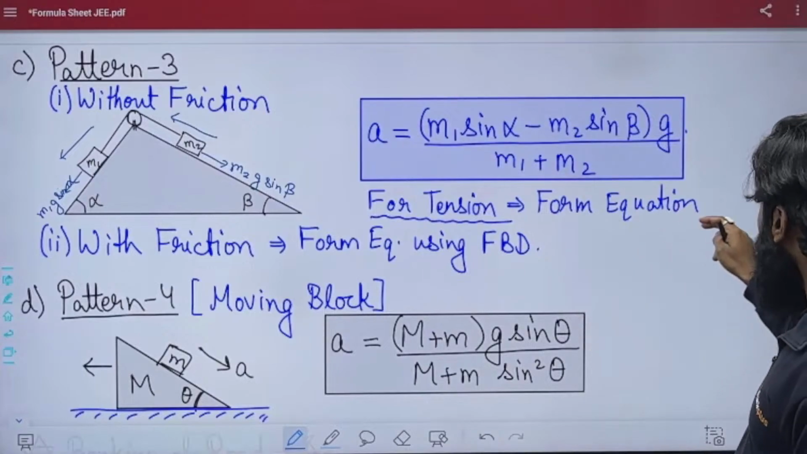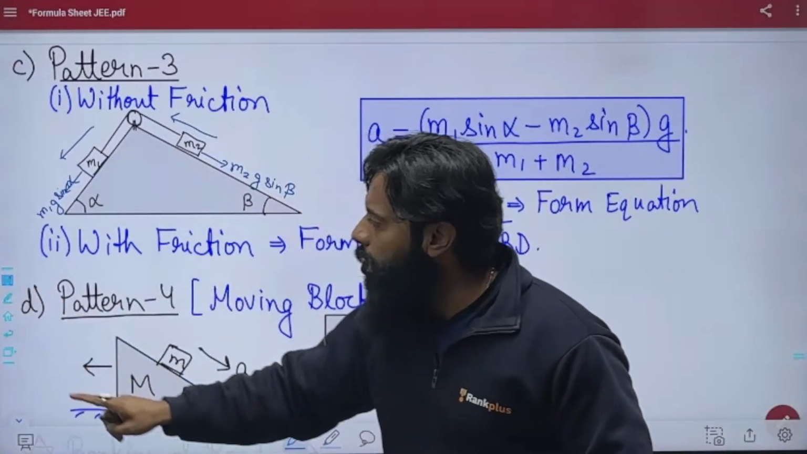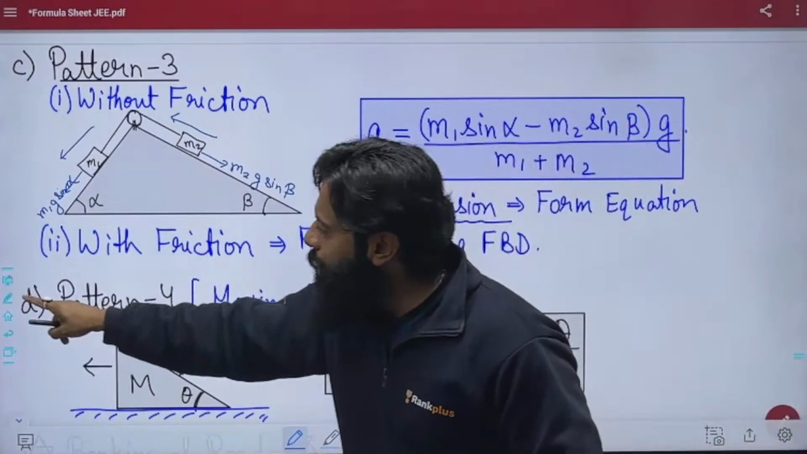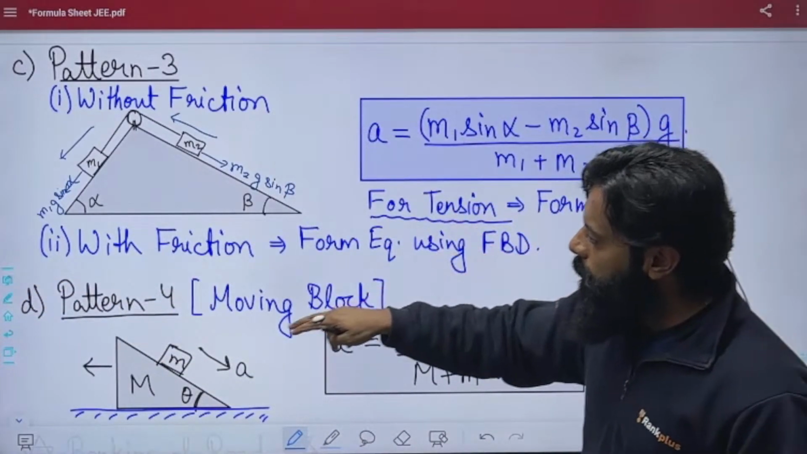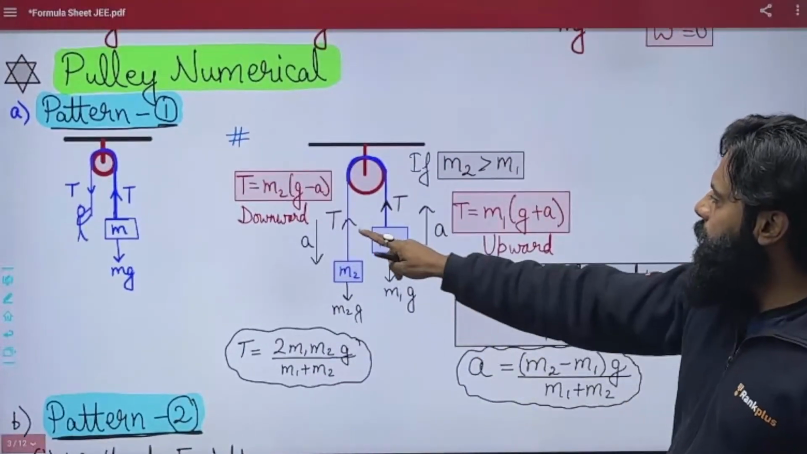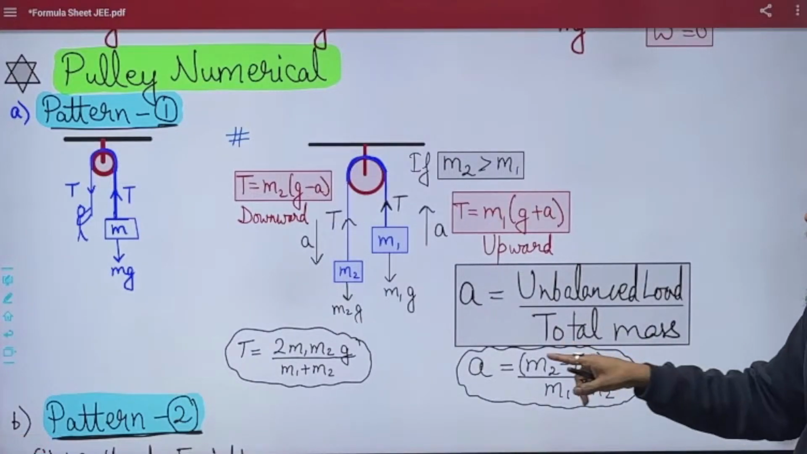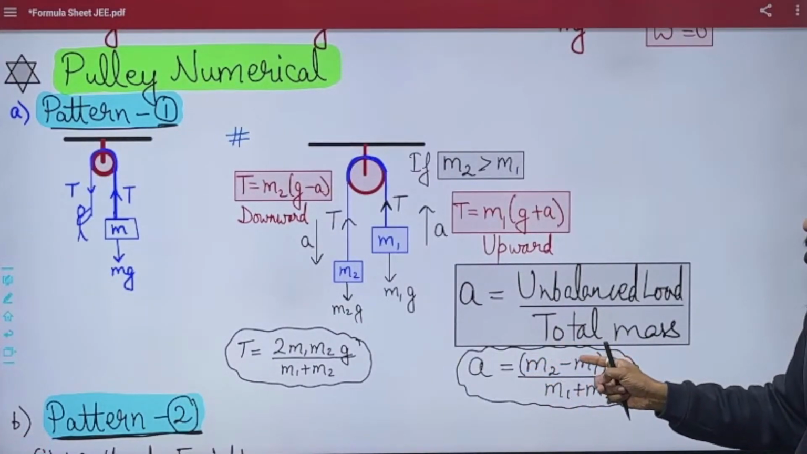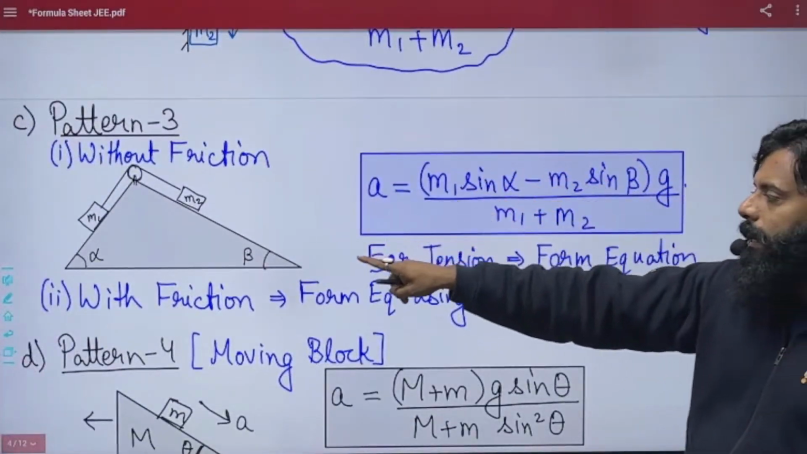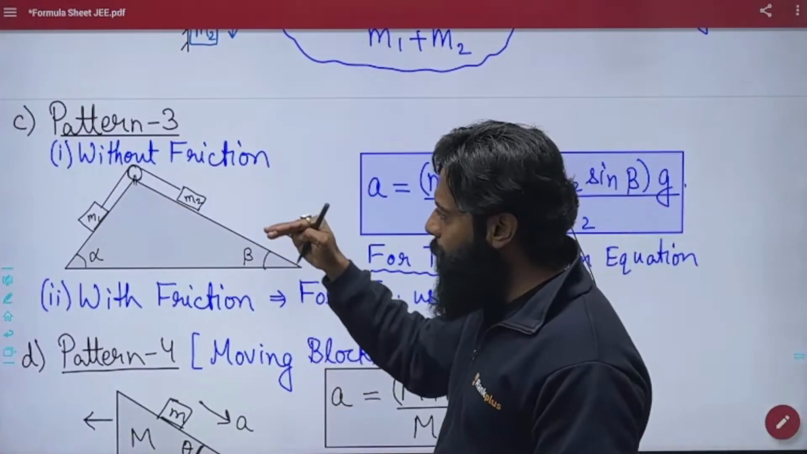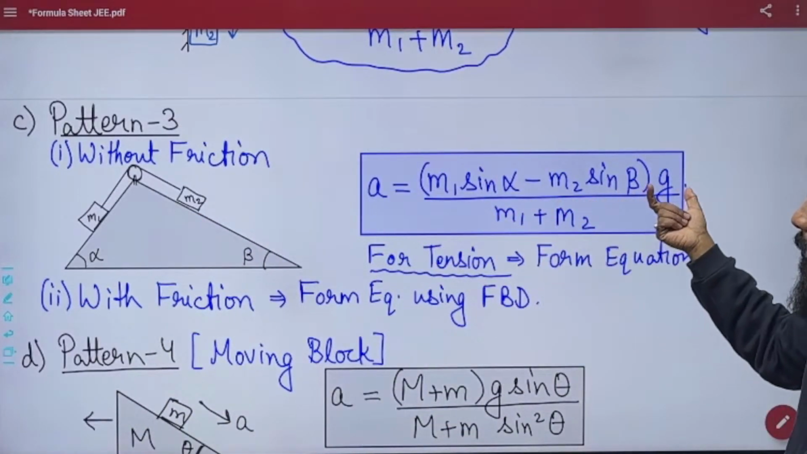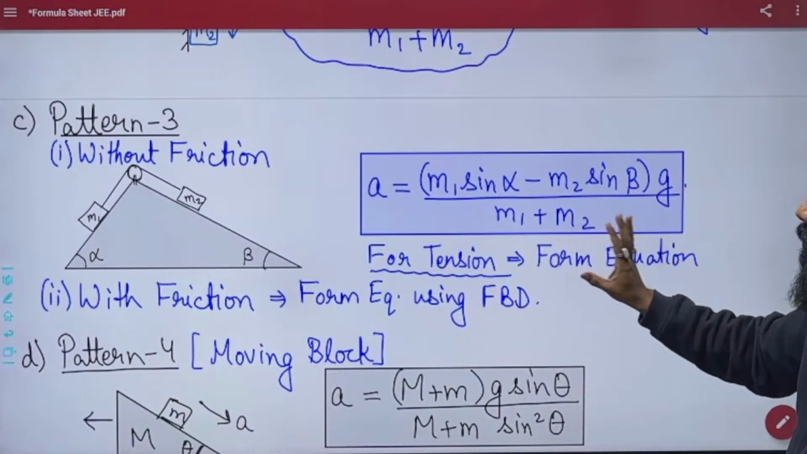Remember, here what you need to do is (m1 sin alpha minus m2 sin beta) multiplied by g, divided by m1 plus m2. See the difference between this and this. If I need to find the acceleration, it can easily be found using (m2 minus m1) g divided by m1 plus m2. See what is the difference between that and that. Here, when the object is on an incline, we take the inclined direction. So (m1 sin alpha minus m2 sin beta) multiplied by g divided by m1 plus m2.